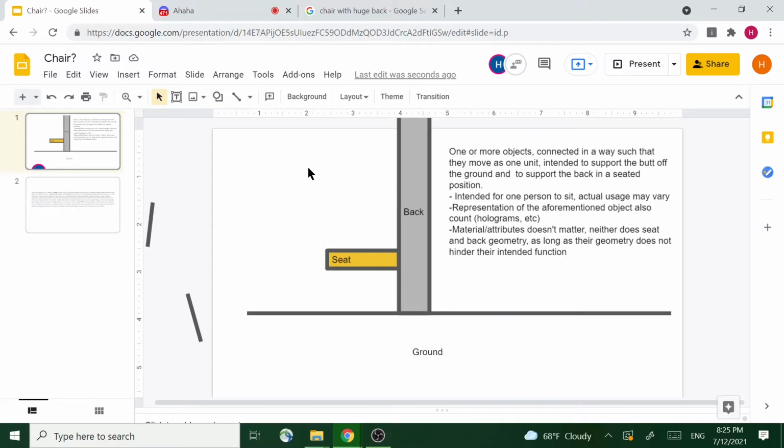Does a chair need to be mobile? Hold on. Does the chair need to be mobile? A chair can be mobile. It also doesn't have to be. It does have to be mobile. Okay. Yeah. Okay.